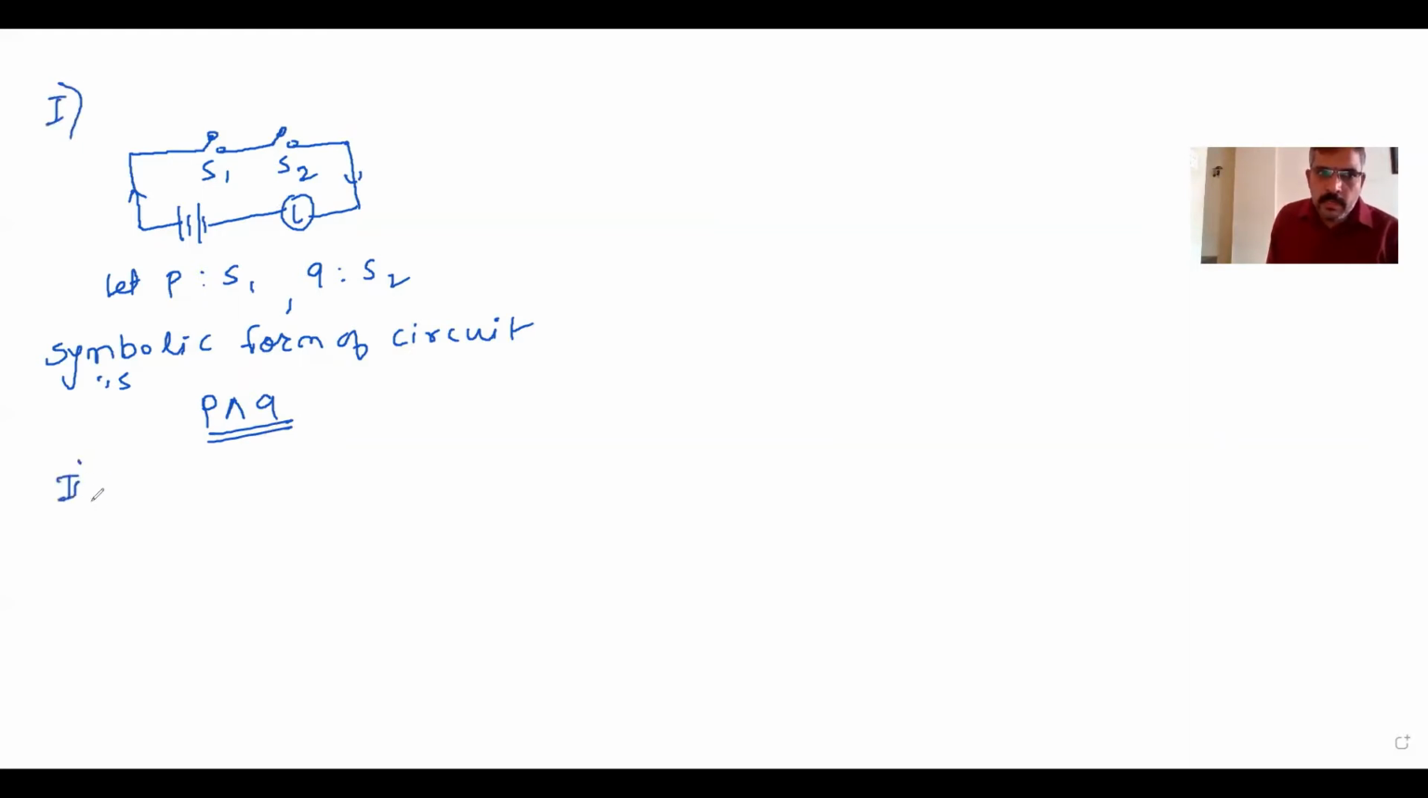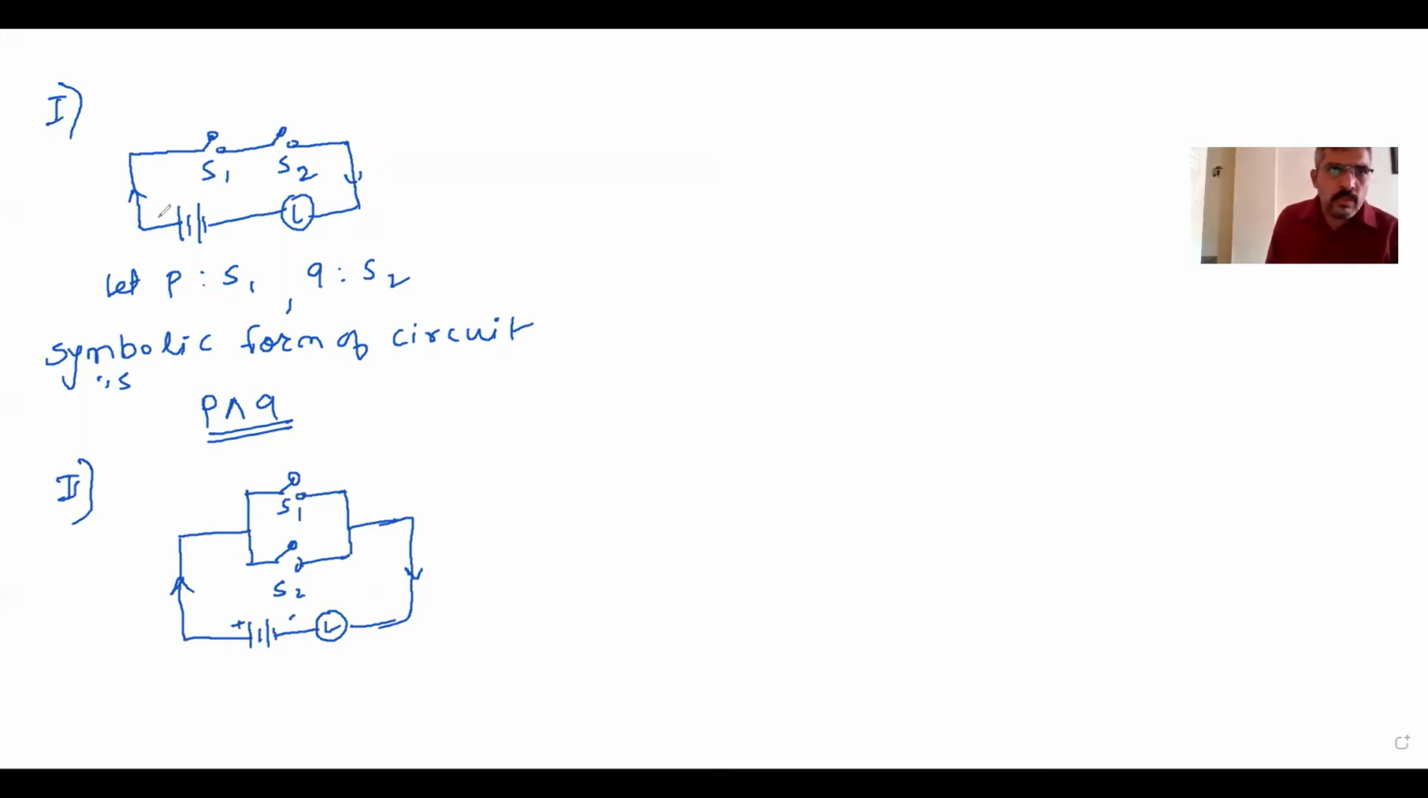Now the second part, which is again important. If two switches are connected like this, S1 and S2 are connected in parallel. This is S1 and this is S2. If two switches are connected in parallel, we connect the source of electricity and the checking bulb, with the direction of current flow here also.